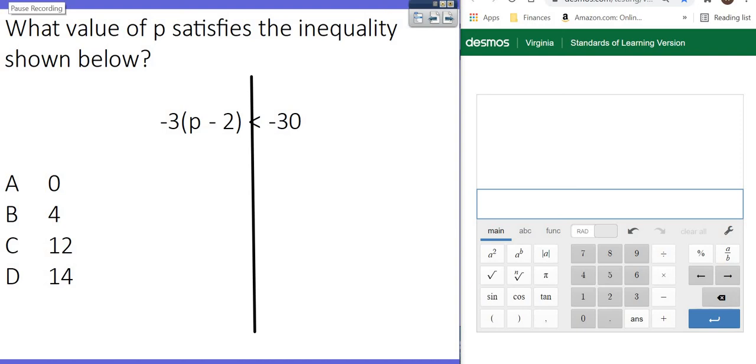Alrighty, so let's try an inequality. What value of P satisfies the inequality shown below? Now be careful. This is asking what value satisfies it. So let's start by solving this inequality.